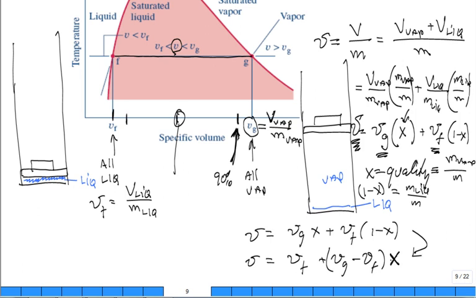Quality. What's it defined as? A volume fraction or a mass fraction? Mass fraction. And it's the mass in the vapor state divided by the total mass in the two-phase mixture, the liquid vapor mixture.